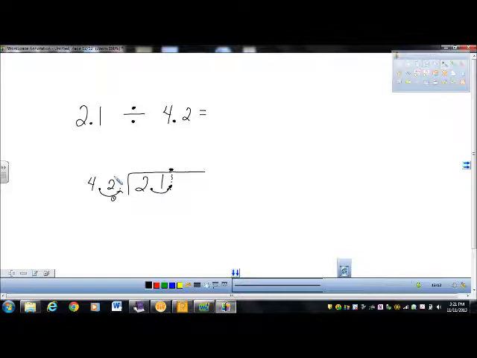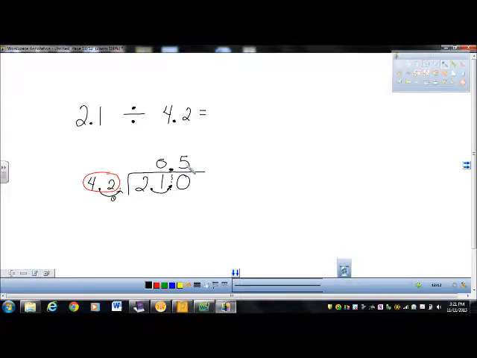Well, now I can go ahead and try to divide. So I've got 42 here, right? I have 42 because we moved our decimal. And I've got 21. How many times does 42 go into 21? 0. Doesn't go in at all. Oh no, I have nothing left. What do I do? I'm going to go ahead and add a 0 here on the other side of my decimal. Now I can say, how many times does 42 go into 210? Well, I think it's going to go in about 5 times.